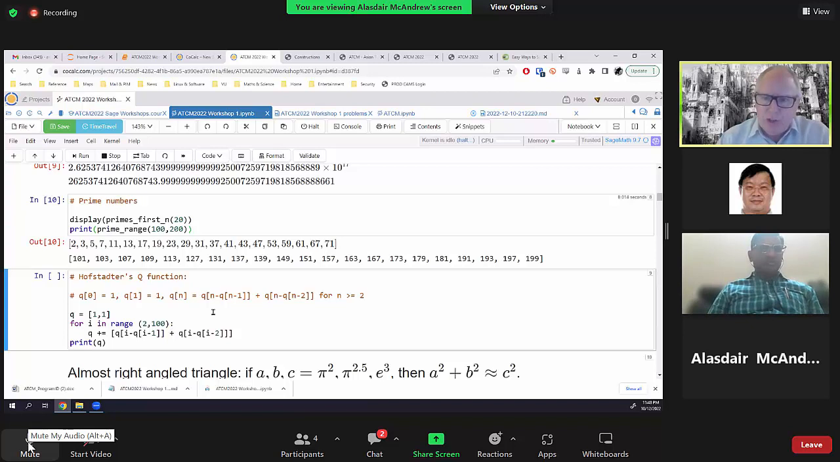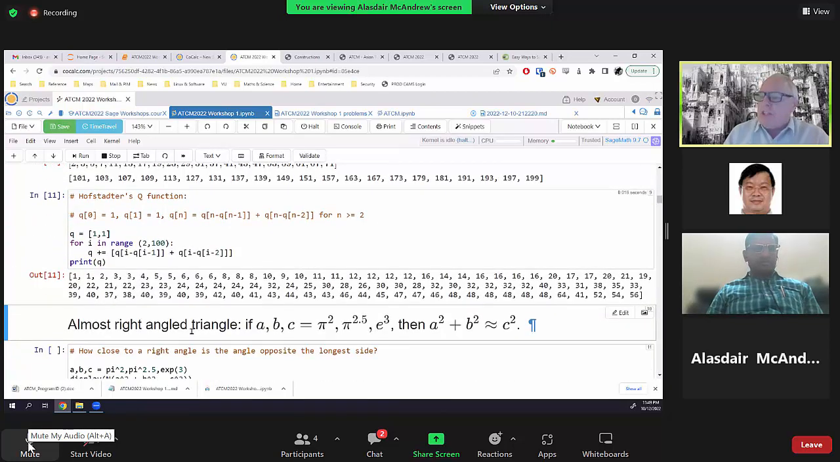Hofstadter invented this sort of wild version of the Fibonacci series. In the Fibonacci series, you just add the previous two values. Well, in this one, the previous two values tell you how far back to go to find numbers to add. So it's quite a chaotic sort of function, but we can write it almost exactly as standard Python here, really, it's not Sage. But there's our first 100 values.